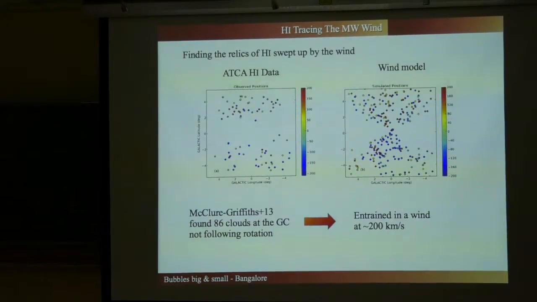However, this study is not conclusive and not very robust. First of all, these observations have very poor sensitivity, so it's possible that we are just seeing the tip of the iceberg of this population. Moreover, we are at very low latitude, and at this latitude there are still a lot of non-circular motions that can account for many of these anomalous features.